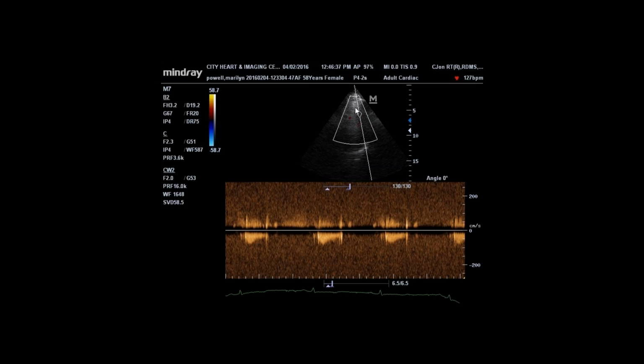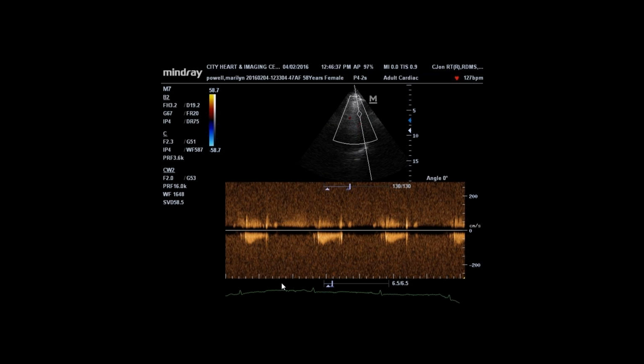Your transducer is across the pulmonic valve. It's right in the right ventricular outflow tract. ECG is there, and so you get this little blip. We know that this is the forward flow. This is a systolic flow. It's below the baseline. We know it's a forward flow across the pulmonary valve.